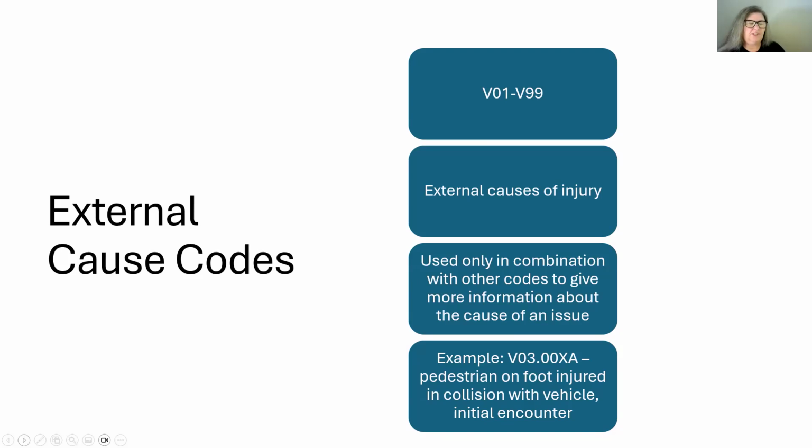We see that a lot, initial encounter, subsequent encounter, things like that, especially in injuries, because it's not like they're going to be seen necessarily just once and then that's it. So we have to use the subsequent, or what they call sequela visits, codes for the visits after that first one.